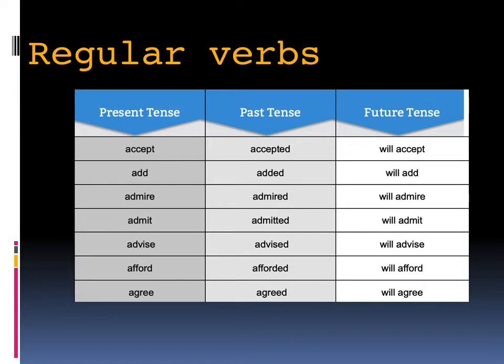Regular verbs are the verbs that follow the same pattern over and over again. These are the verbs that students can learn, just learning the pattern of the present, past, and future. And once they learn the pattern and the structure, they can actually write the regular verbs correctly.